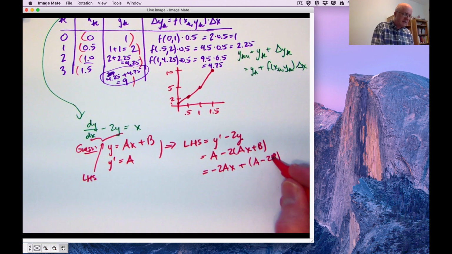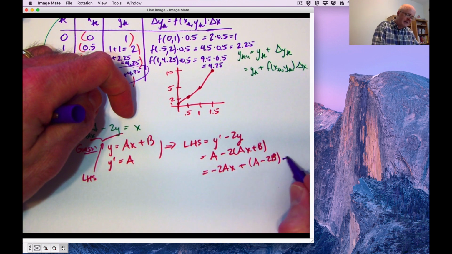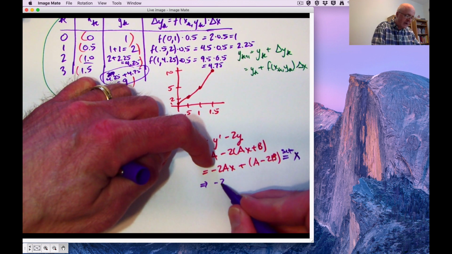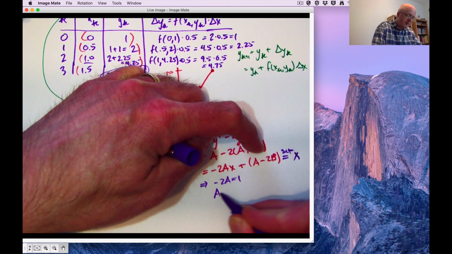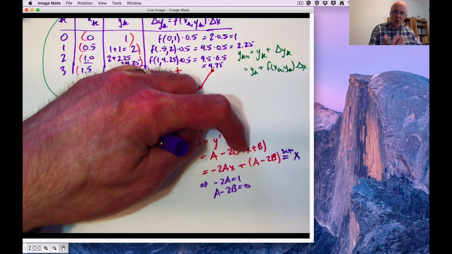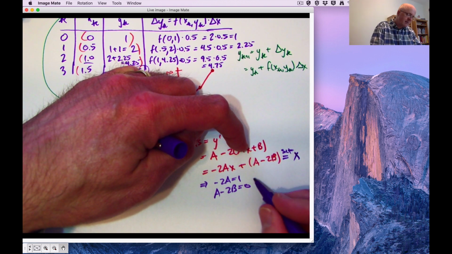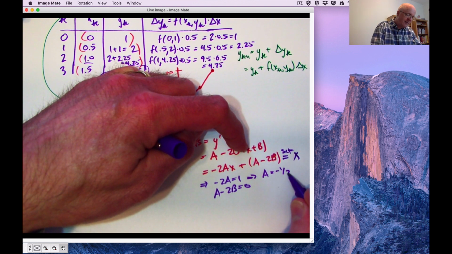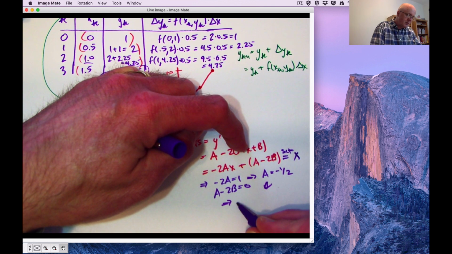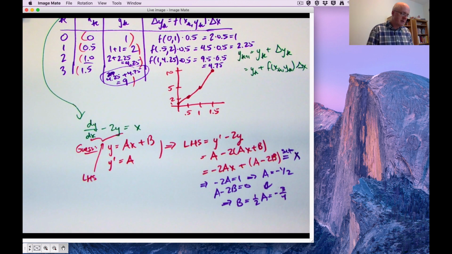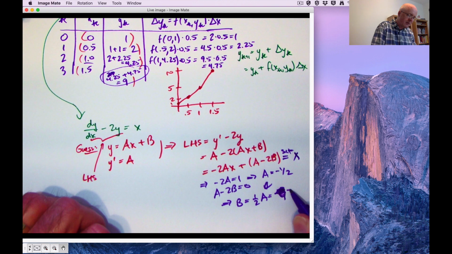I want to choose a and b so that this is always equal to the right-hand side, x. Set this equal to x for all x. The only way that's going to be true is if negative 2a equals 1, and if a minus 2b equals 0. That's the only way these things can be equal for all x. It's a system of equations that can be pretty quickly solved. a is going to be negative 1/2. 2b will be a, so b is going to be 1/2 a. 1/2 times negative 1/2 is negative 1/4, excuse me, negative 1/4.